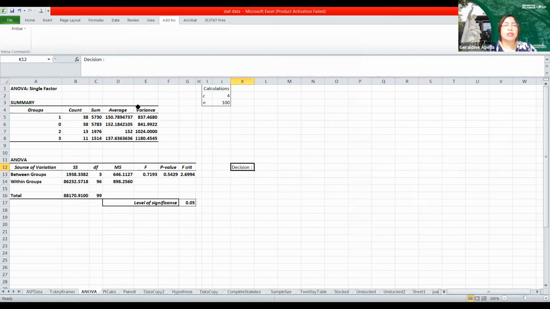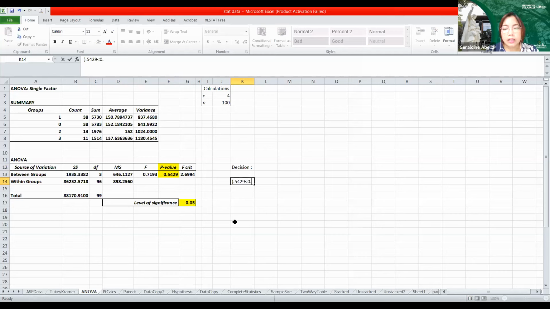Okay, correct. So the decision is to, is it reject? 0.5429 is less than 0.05? It's greater than 0.05. So if it is greater than 0.05, you are correct. Denmark, Sean, you are correct. Do not reject the null hypothesis. So since it is greater than, but if the value is less than, you are going to reject.